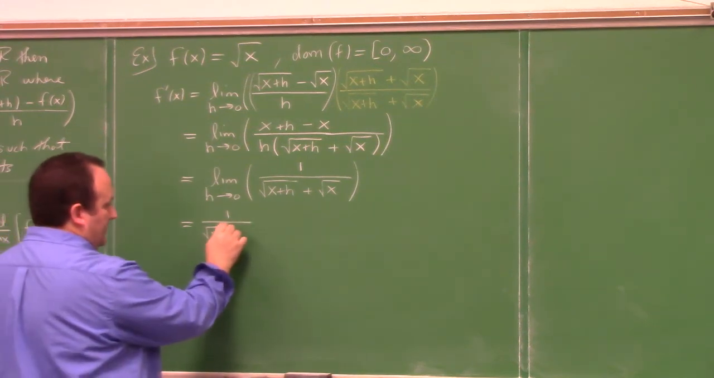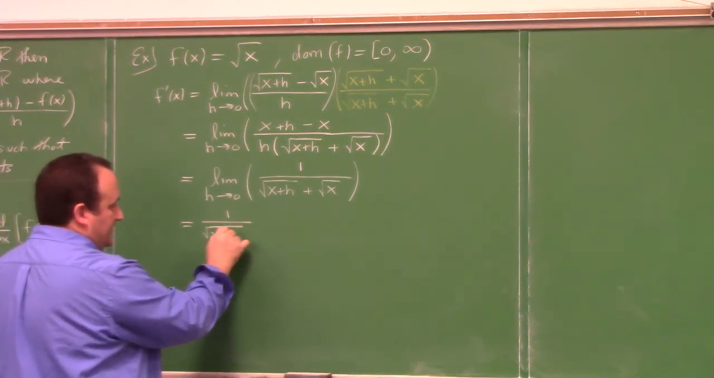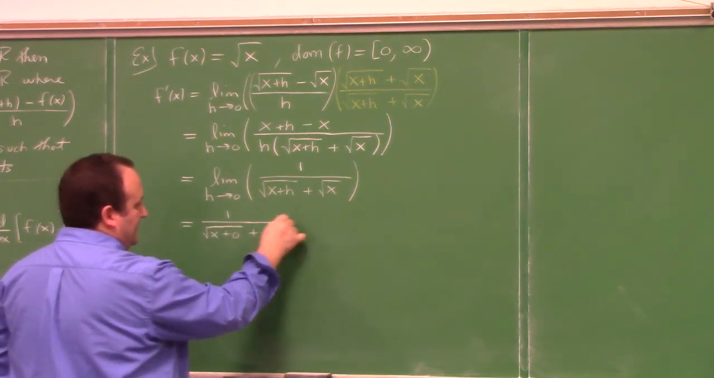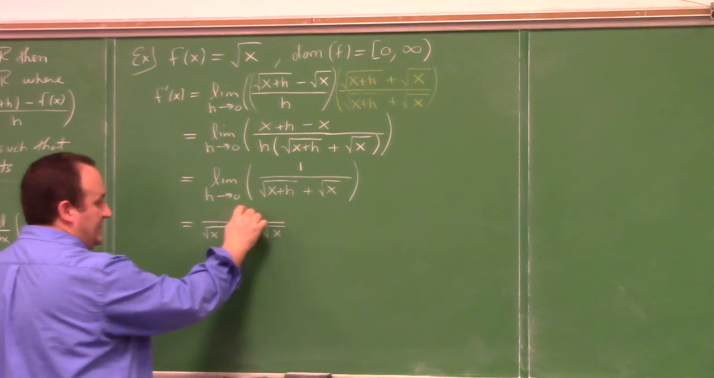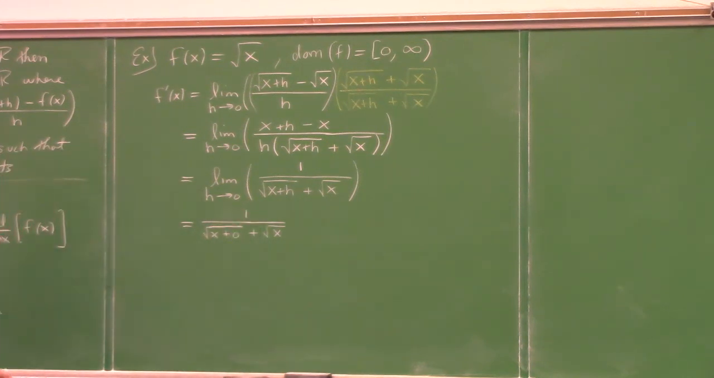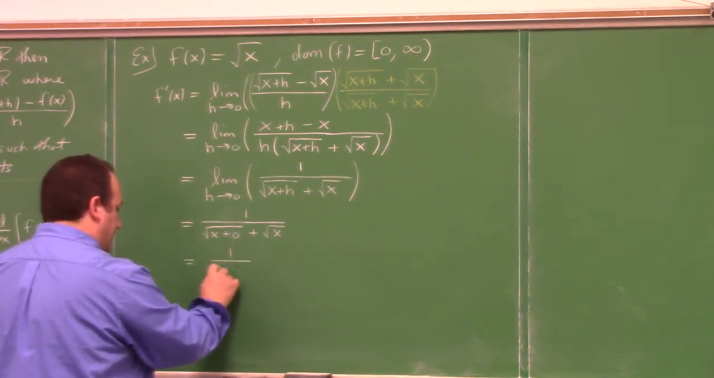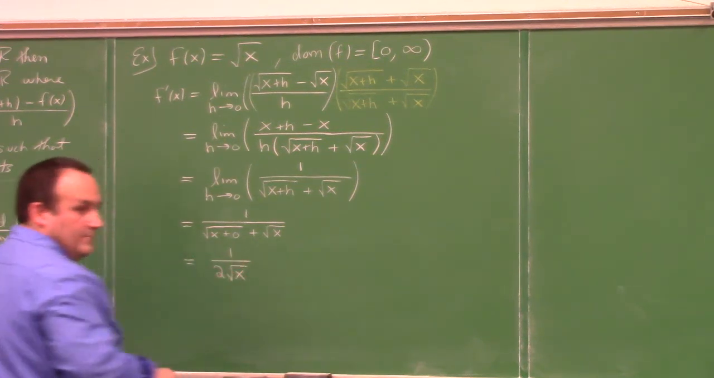So, I mean, I guess I could write square root of x plus 0. Oh, okay. You're taking the limit, you're using x for the limit rather than h, yeah. Understandable. So that is 1 over 2 times the square root of x. And so there you go.